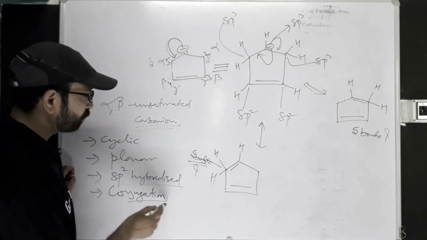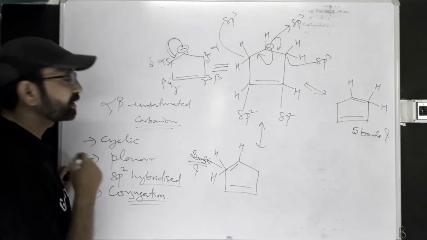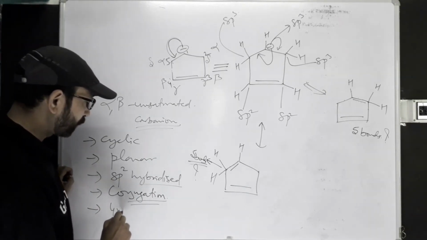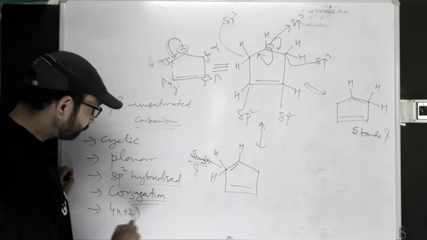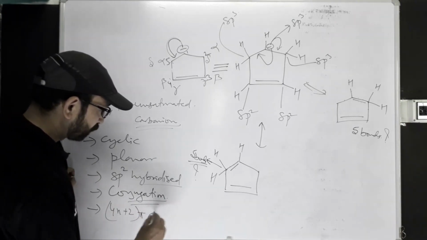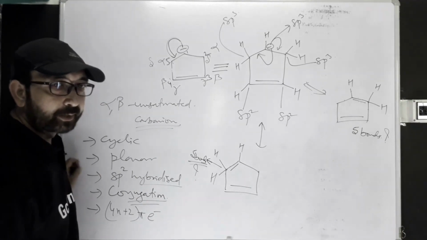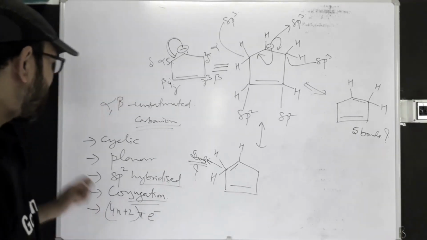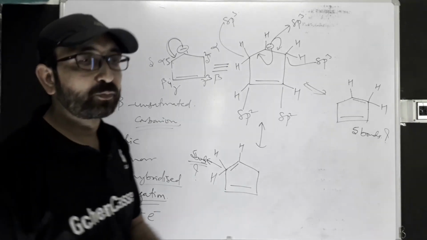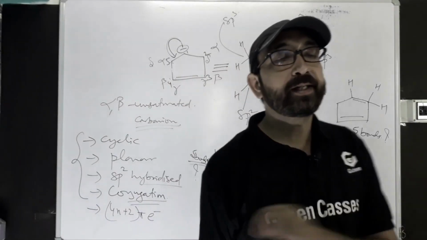So now conjugation is also required. Okay, after these 4, one more rule is there. That is, we call it 4n plus 2 pi electrons. Correct? This is your aromaticity. These 4 points will be the same for aromatic and anti-aromatic.